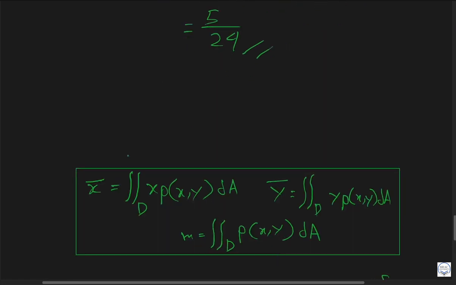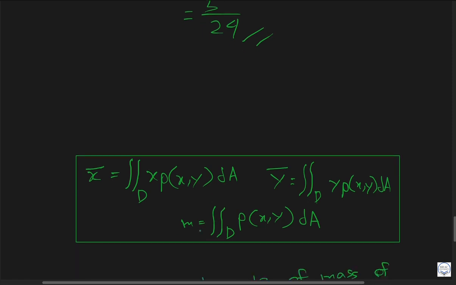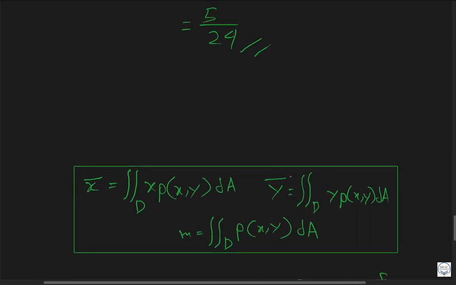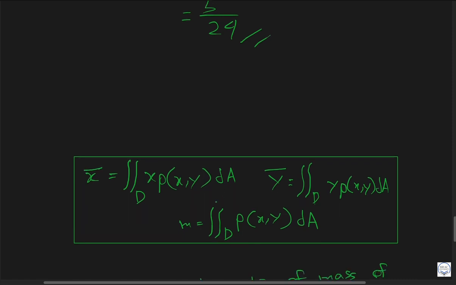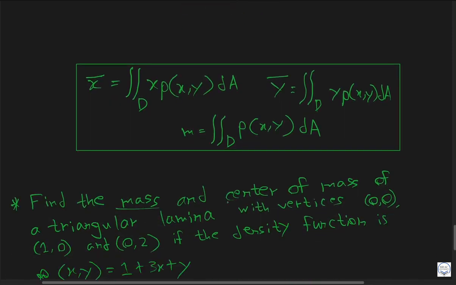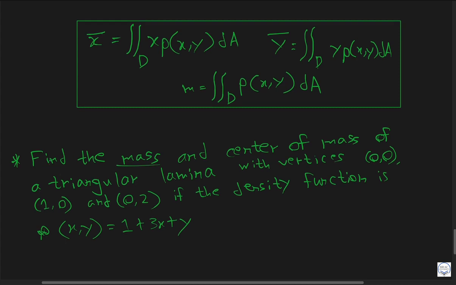Now we'll move on to center of mass. This is the formula for the x coordinate of the center of mass, where we double integrate over region D, x times the density function, and this is for the y coordinate of the center of mass, where we double integrate y times the density function. And if we want to find the total mass of a sheet, then we need to double integrate just the density function and nothing else. So let's use this formula and solve the following problem.